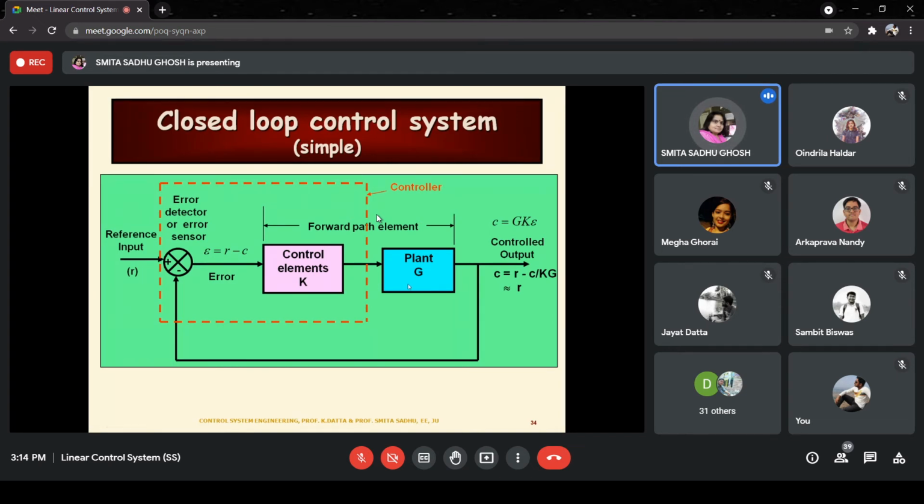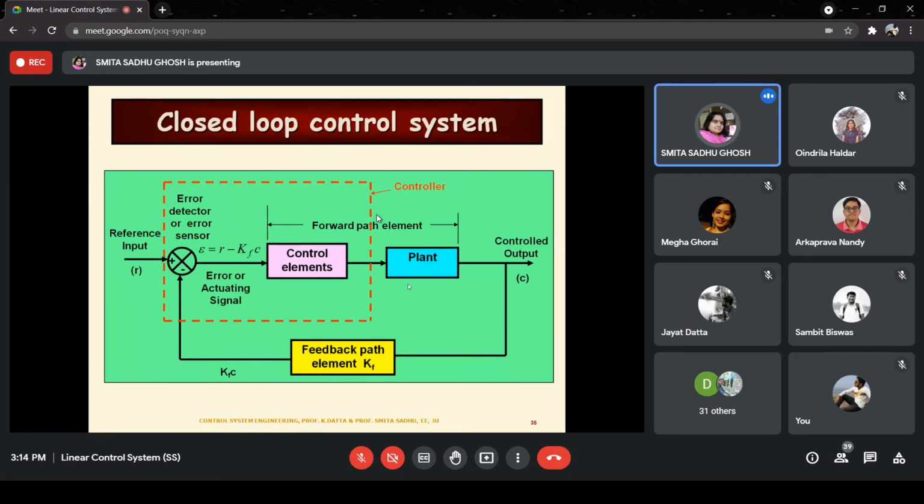However, now we come to the more general system, which is this one. So this diagram again shows you a control system, which is a closed loop control system. In this case, however, we have a generalization. Is the cursor going? We have a generalization in the sense that here we have shown that the feedback path also has an element which is non-unity in general. So in general, the feedback path element is denoted as k suffix f.